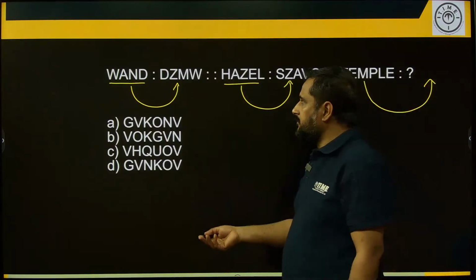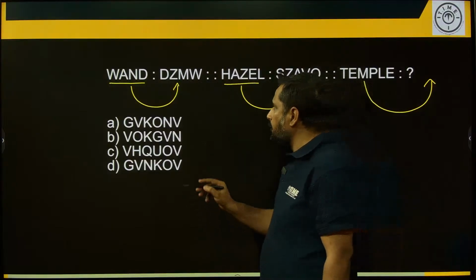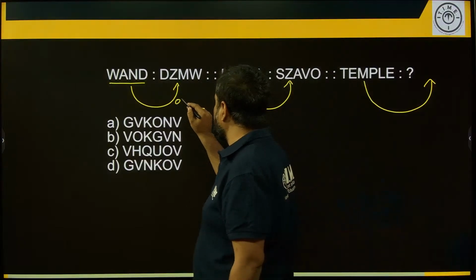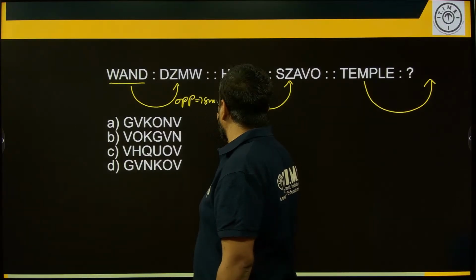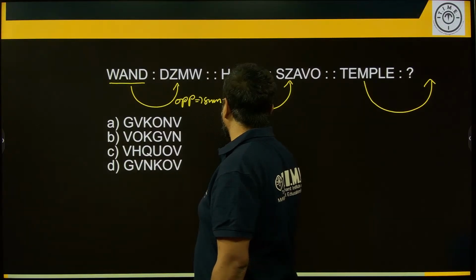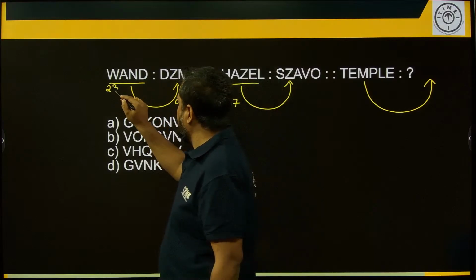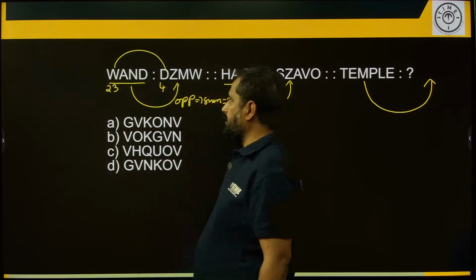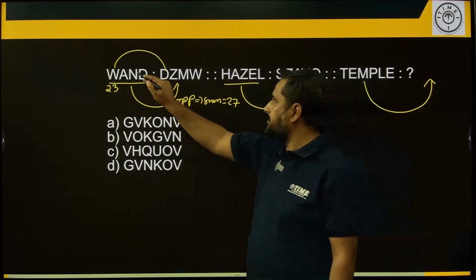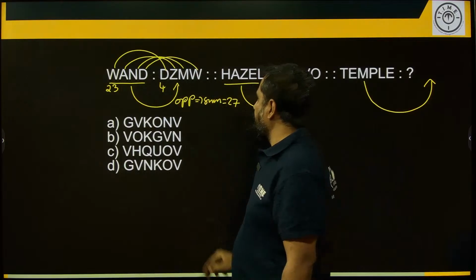Just now I told you, DW is opposite, AZ is opposite. Again, here also opposite pair logic. For opposite pair logic, the sum of the position values is equal to 27. Now, W position value is 23, D is 4. It is the opposite pair. 23 plus 4 is 27. Similarly, A opposite is Z, N opposite is M, D opposite is W.